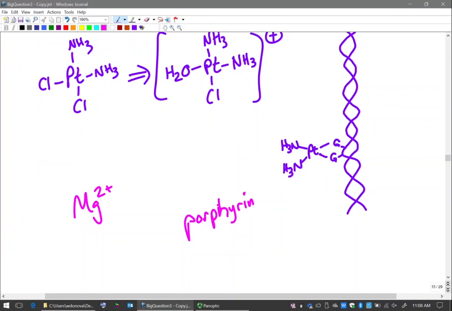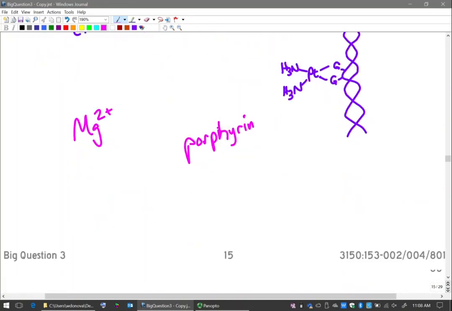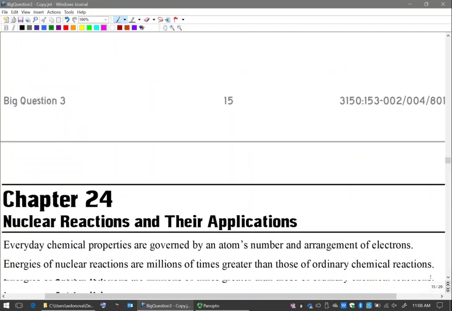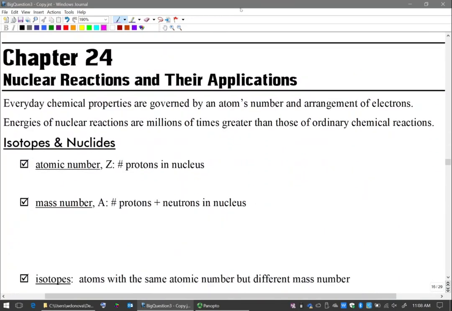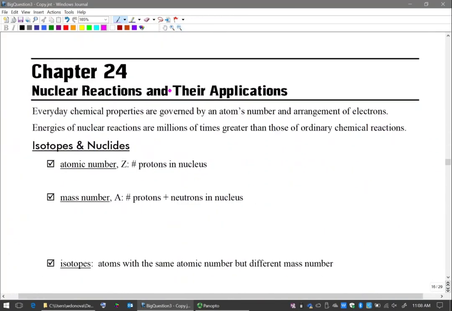Okay. Then the next item on our list of things to do, and we're right on schedule with the syllabus, believe it or not, is Chapter 24, Nuclear Reactions. And it's nuclear, by the way.